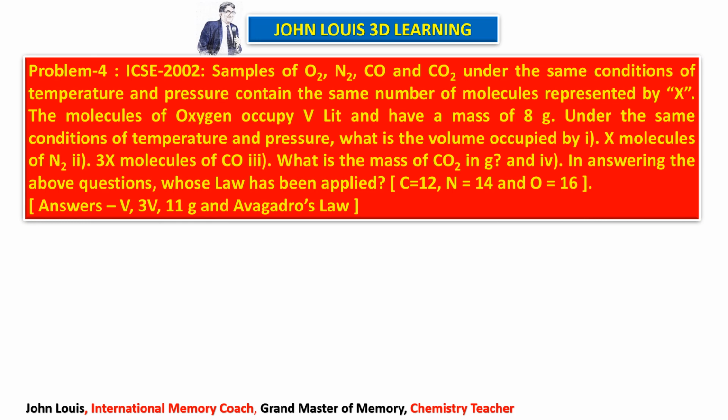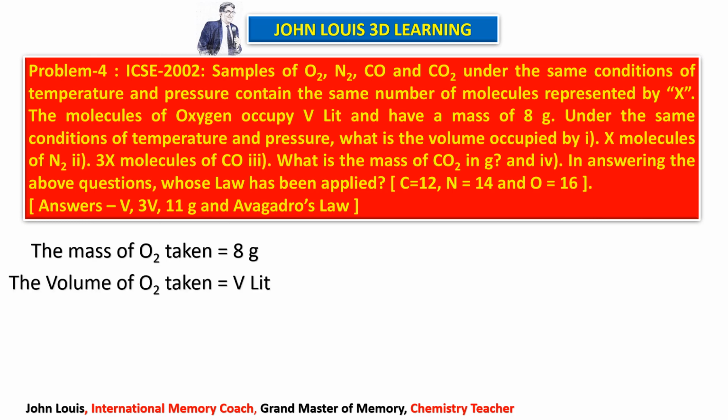Okay, let us see one by one now. Don't panic. First, what are the data given? We take it. The mass of oxygen taken is equal to 8 grams. The volume of oxygen taken is equal to V liters. That is given in the problem. See the third line. The molecules of oxygen occupy V liters and have a mass of 8 grams. So the mass of oxygen and the volume of oxygen is given. That is what we have taken down. First, we have to always take what is given. And temperature is T, pressure is P, because everything is the same under the same conditions of temperature.